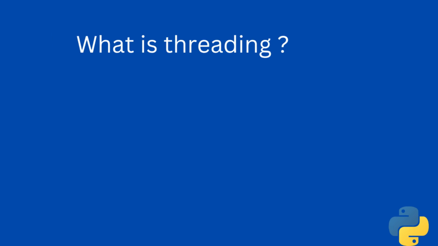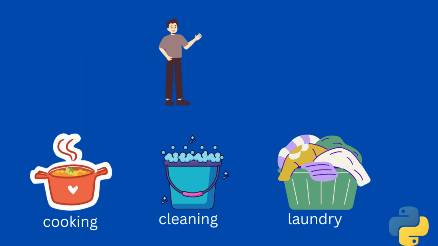Before going into the definition, let's take a real life scenario. Imagine that you are doing some housework like cooking meals, cleaning the house and doing the laundry. Basically you have 3 tasks to do. So first you start by cooking breakfast, then move to cleaning the house and finally laundry. Each task is completed one after the other, which can take a significant amount of time. So this can be considered as doing tasks without threading because you are doing tasks one by one.